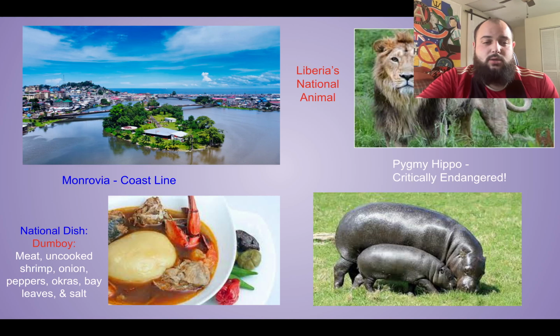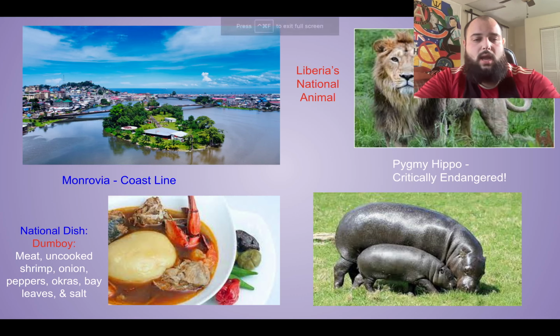And the national dish, which I thought was kind of a funny name, is called Dumboy. Basically it's any type of meat that you want, uncooked shrimp, some onions, peppers, okras. Oh my god, I was tripping there. Bay leaves and salt. So that's basically what it is. You put it almost like a stew type thing. So yeah, that is all I have for there.